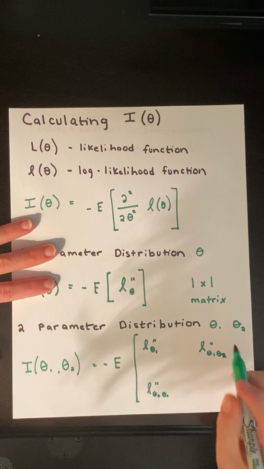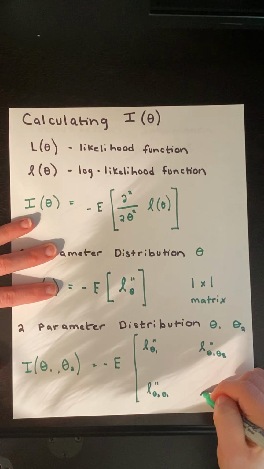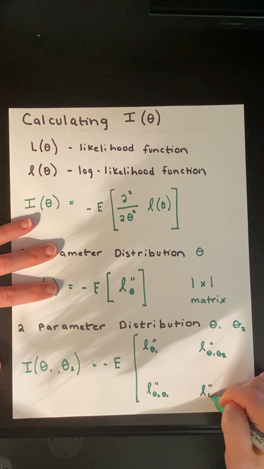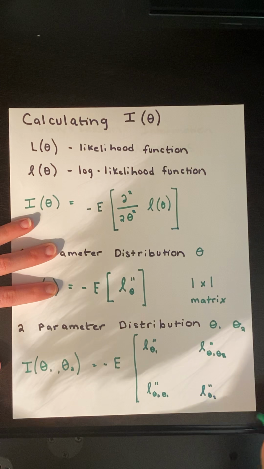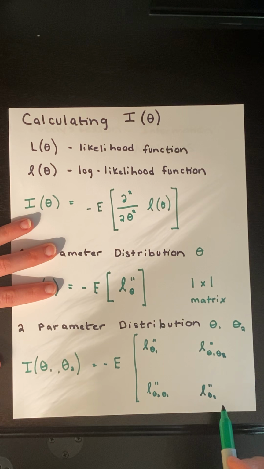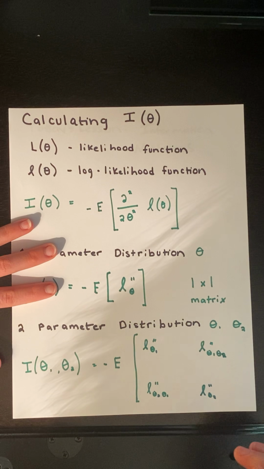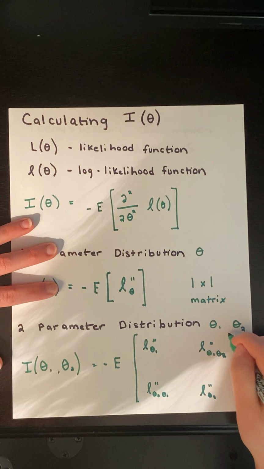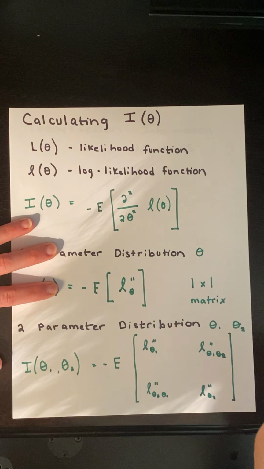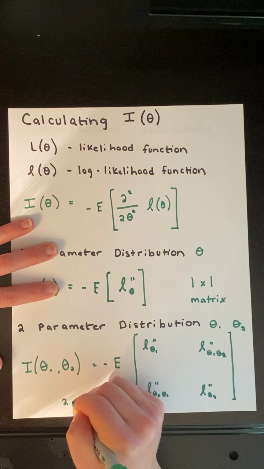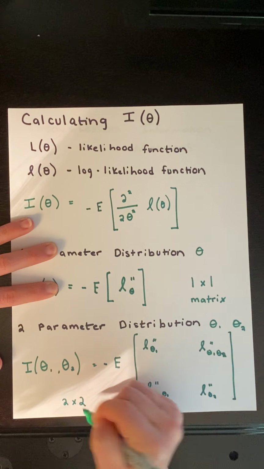And the last entry of our matrix will be l double prime of theta 2. And that is taking the second derivative of the log likelihood function with respect to theta 2. And so this matrix will be a 2-by-2 matrix because we have two parameters.